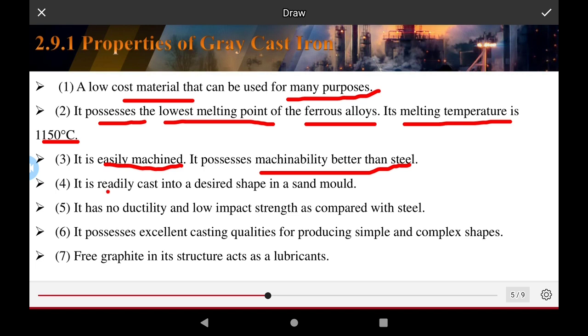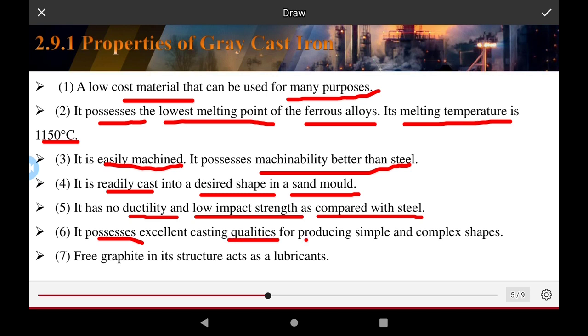It is readily cast into the desired shape in a sand mold. It has no ductility and low impact strength as compared with steel. It possesses excellent casting qualities for producing simple and complex shapes. Free graphite in its structure acts as a lubricant.